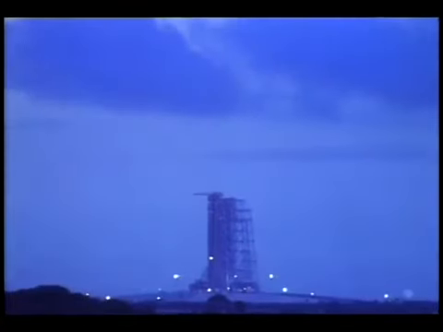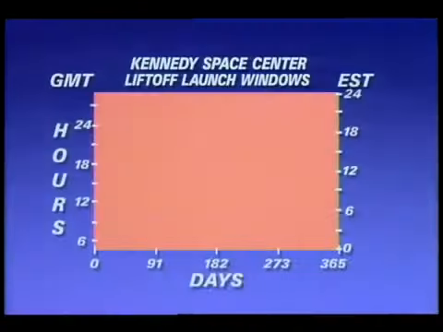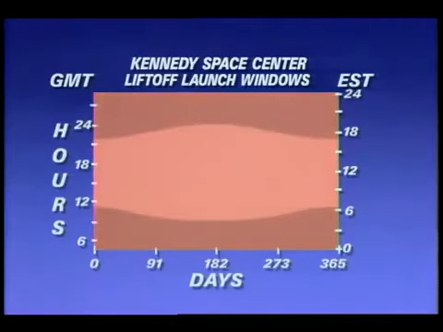One of the factors defining the launch window for the Space Shuttle is launch lighting conditions, which can be illustrated by plotting time versus day of year. On this plot, we see daylight and darkness at the launch site. The longer daylight hours occur in the middle of the year, summertime.